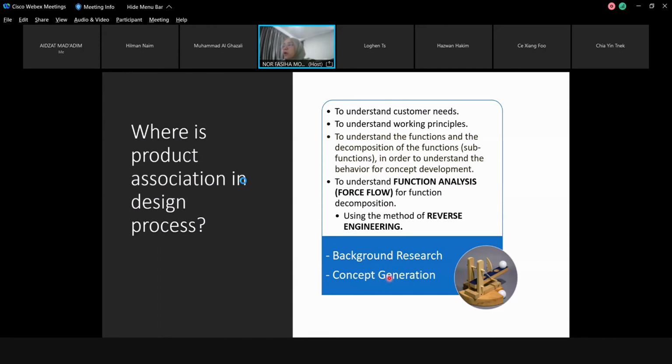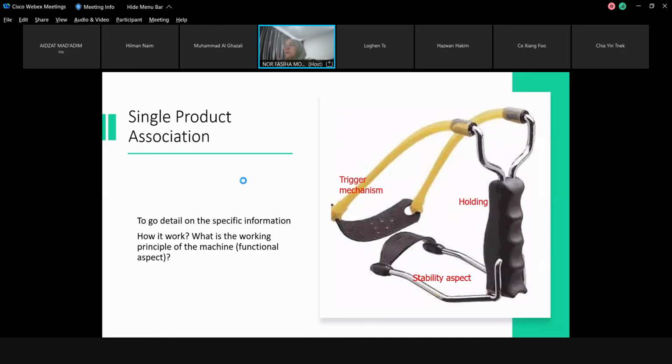So to do this, we need to understand the functions and the decomposition of functions and sub-functions. Next, to do function analysis, or to understand the force flow for function decomposition, we normally use the method of reverse engineering. So I will show all this to you. Product association: there are two types, single product association and multiple product association.